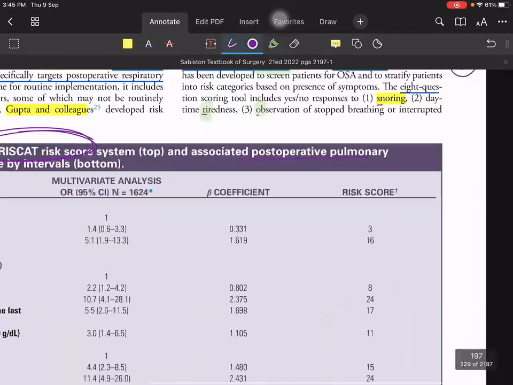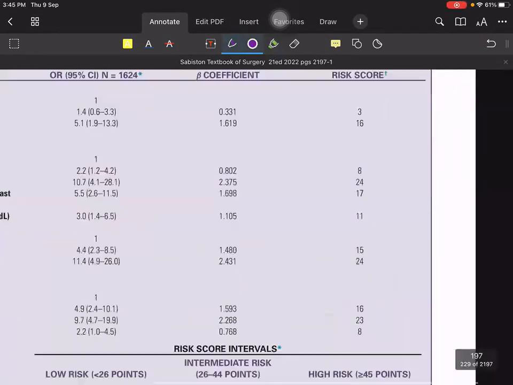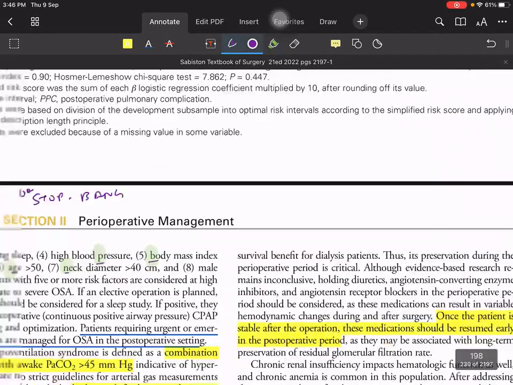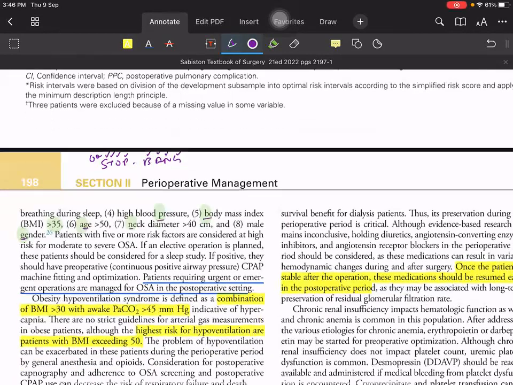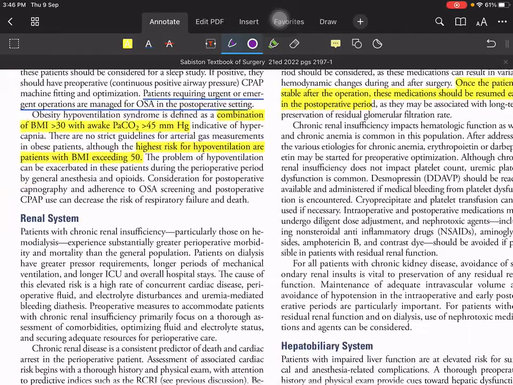So S is for snoring, T is for tiredness, O is for observation of stopped breathing, and P is increased blood pressure. B is BMI more than 35, A is age greater than 50, N is neck diameter greater than 40 centimeters, and G is male gender. Patients requiring urgent or emergent operation are managed for OSA in the postoperative setting.